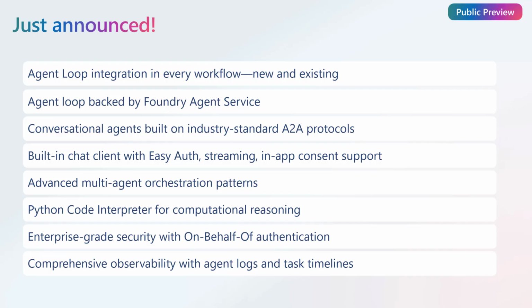We've also introduced the Python code interpreter for computational reasoning. Now, I'm not the biggest Python expert, but some of the demos I've seen are super powerful, where you can generate code on the fly and execute it, and it kind of blows your mind. So if you're interested in Python, definitely check this out. We've talked about the on behalf of authentication. That's pretty cool. And then we've also updated our observability, and you're going to see this in the demo as well. Let's get out of slides, let's get into a demo, and let's go from there.